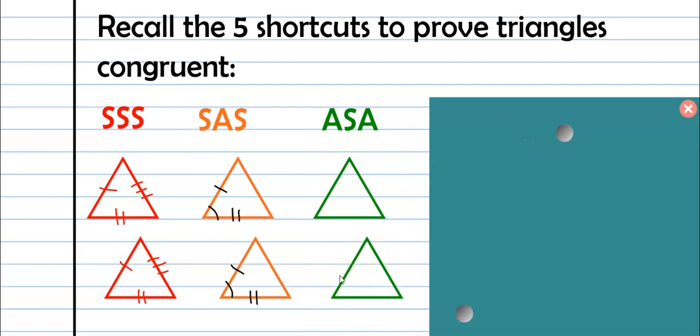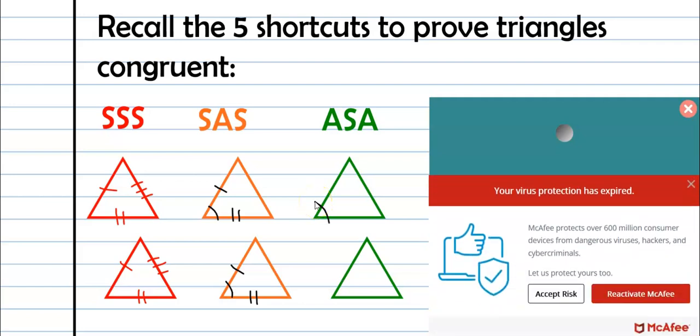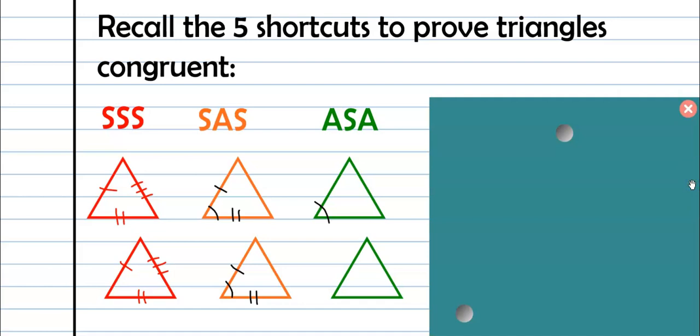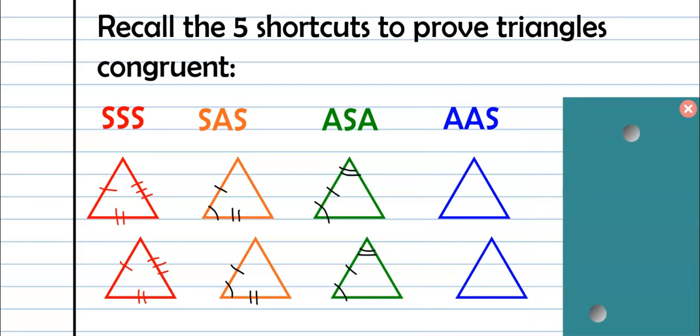Next one was angle, side, angle. So that one said that if we have angle, side, angle, and angle, side, angle, then that's enough information to know that the triangles are congruent. Third one we did was angle, angle, side. So that one said that if we have angle, angle, side, and angle, angle, side, they're automatically congruent.